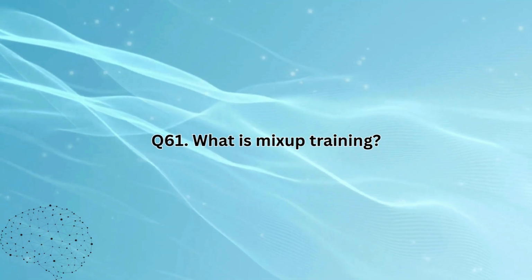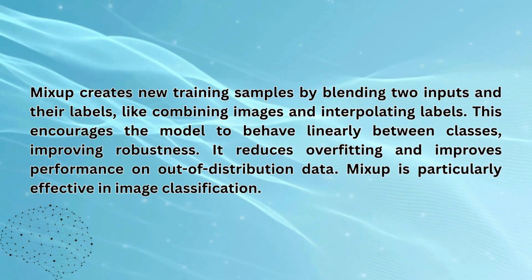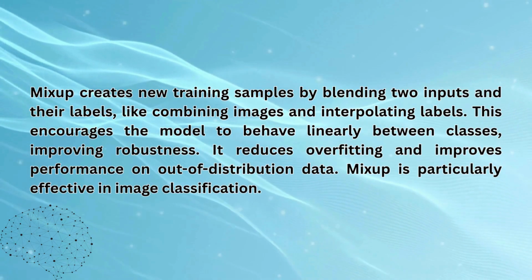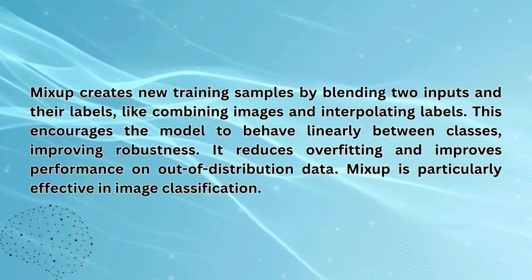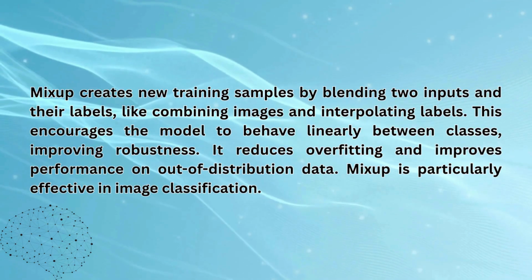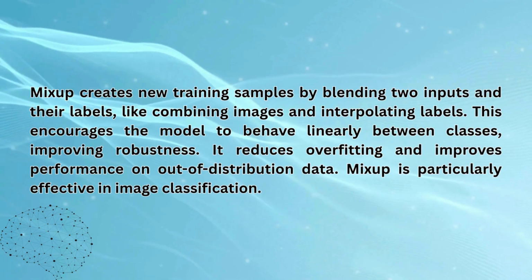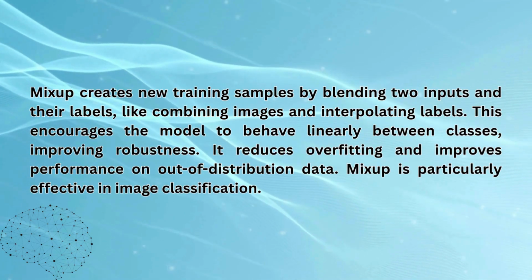What is mixup training? Mixup creates new training samples by blending two inputs and their labels, like combining images and interpolating labels. This encourages the model to behave linearly between classes, improving robustness. It reduces overfitting and improves performance on out-of-distribution data. Mixup is particularly effective in image classification.